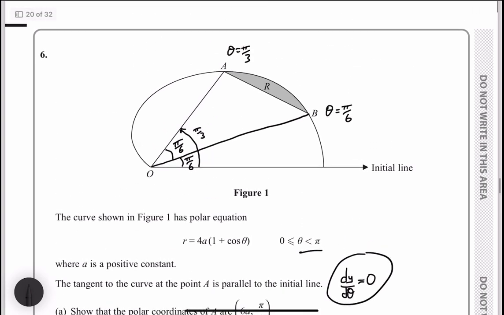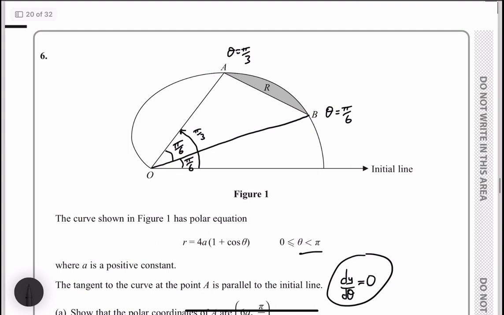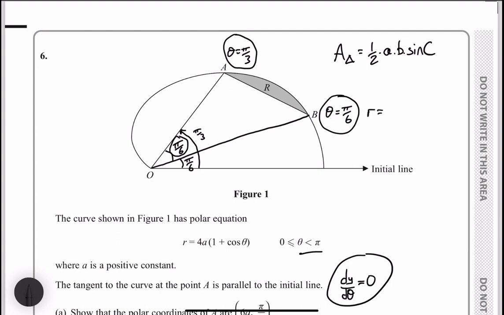Okay, so our approach here, we're going to integrate the curve from this angle to this angle, and that will give us all of that region in between OB and OA, and then we can use the trigonometric area of a triangle, half AB sine C, because we know that angle in here, and we can figure out the length OB, so I'll need to know what is R at this point.